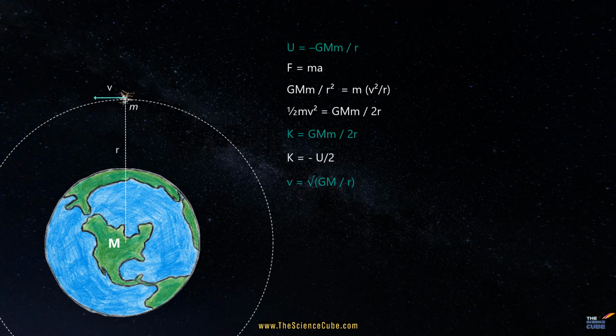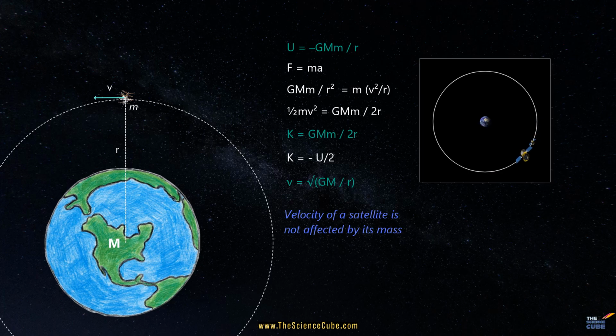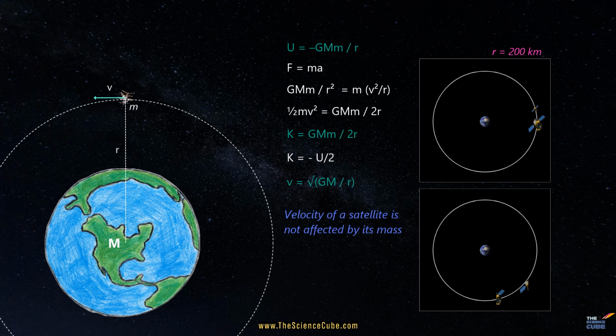Also, an interesting thing to observe is that in this formula, the mass of the satellite does not appear. That is, the velocity of a satellite is not affected by its mass. So if you have a satellite of 100 kilograms placed 200 kilometers above the Earth, it will have the same velocity as, let us say, a 500 kilogram satellite put at the same distance from the Earth. Or putting it a little more dramatically, if a satellite were split into two equal parts without altering the radius r of its orbit, both halves would continue to travel at the same speed as the original satellite.